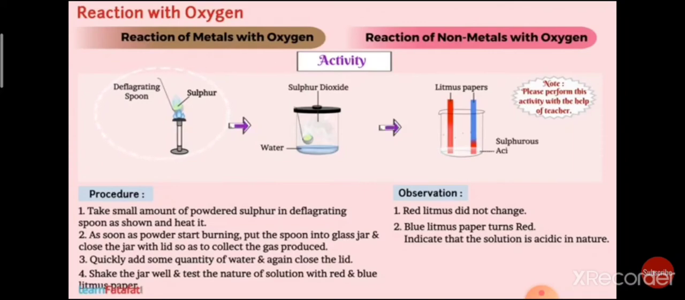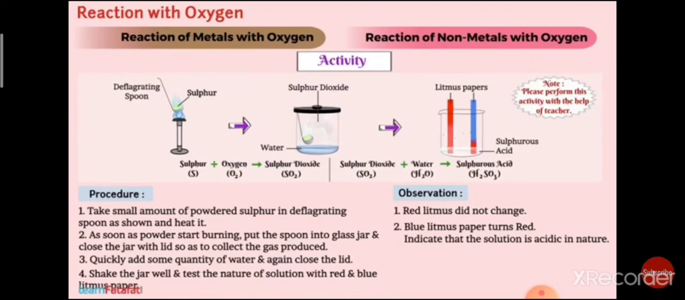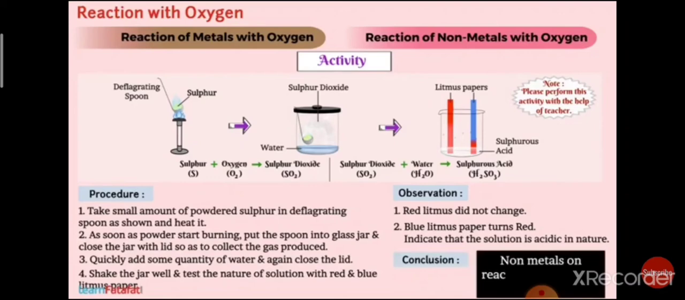So we have a reaction over here. When sulfur gets mixed with oxygen, it produces sulfur dioxide. And again that sulfur dioxide, when treated with water, forms sulfurous acid. So students, it means that non-metals on reaction with oxygen form acidic oxides.